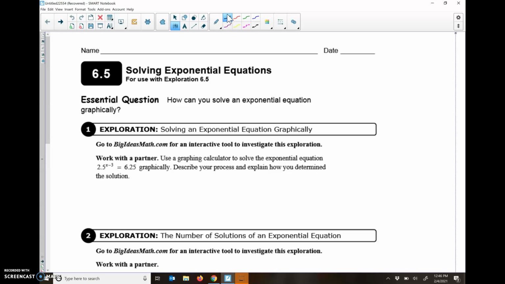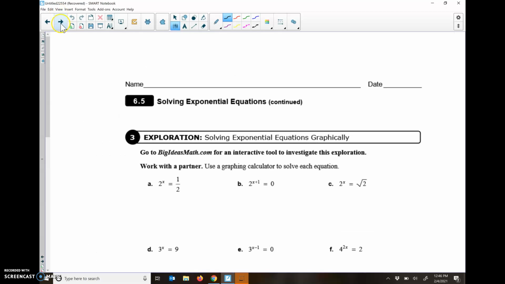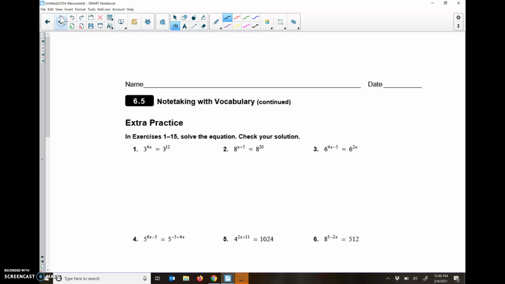All right, so for this, there's some questions that are going to be super simple. Some of you are going to be like, Mr. Molo, it's exactly what we did in chapter 1, and you're right. So we're solving exponential equations. So that means we're just looking at the exponents here.